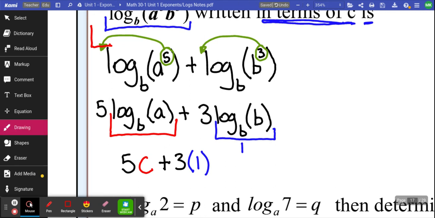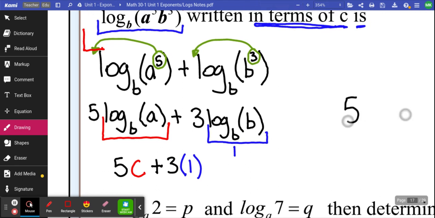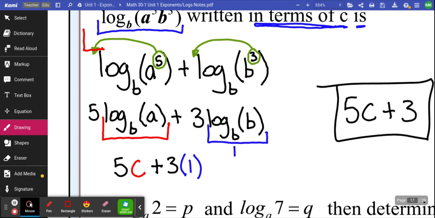To finish that off, I should do the 3 times 1. So this is 5C plus 3. Now I'm in terms of C. The only letter left is C.